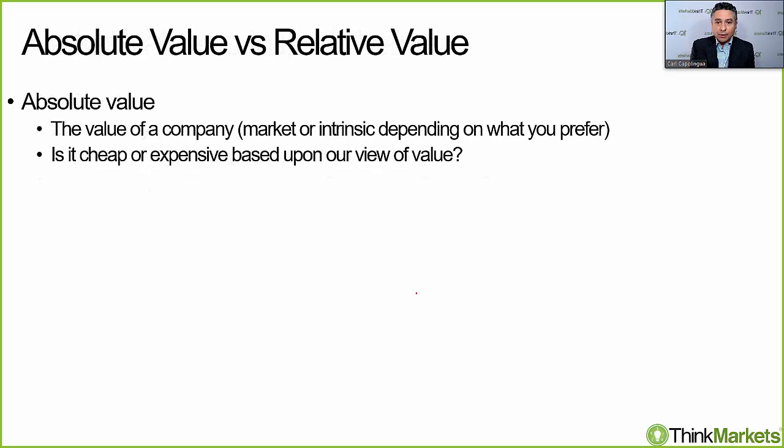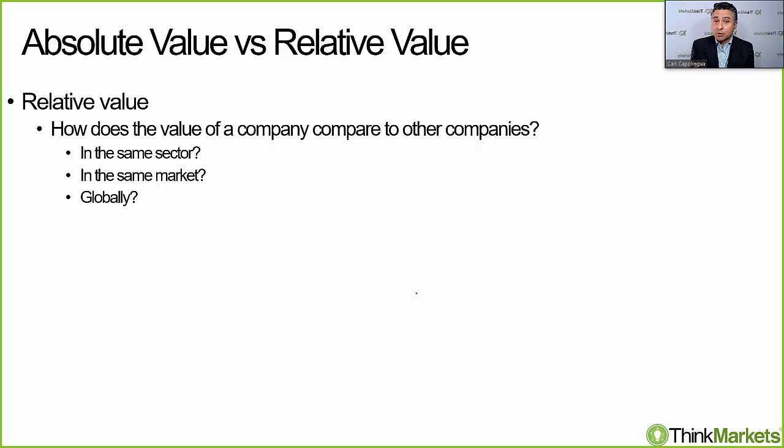Okay, absolute value versus relative value. Very simple concepts here. We won't spend too long on them, but absolute value is what we think the company is worth by itself. And do we think that's cheap or expensive based upon our view of value? We talked earlier about the potential of somebody using a PE ratio based yardstick for value. Is it cheap or expensive? Whereas relative value is how does the company's absolute value compare against other companies' absolute values? And this is probably a more useful tool because we start to determine what our optimal portfolio mix is. And obviously, we're trying to find the stocks that represent the best relative value.